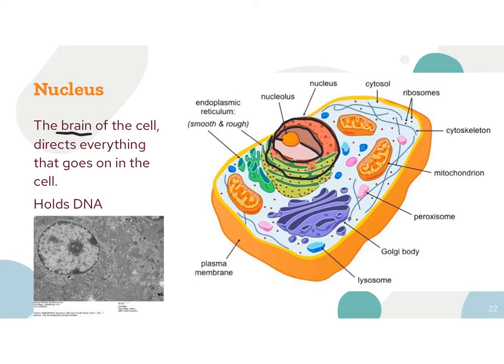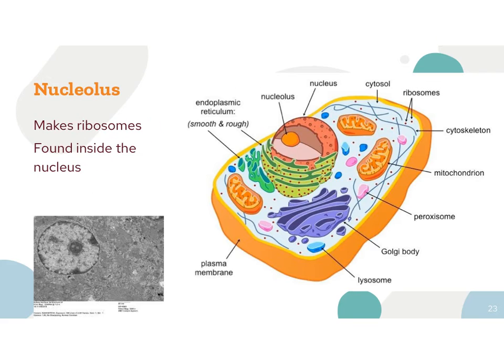If this is a factory, the nucleus would be like the boss of the factory, the person that directs everything that goes on in the factory. And also, it holds DNA. DNA is so very important. We talked a little bit about it, but DNA is the blueprint for all the proteins that our body can make, okay? So it also holds the DNA as well, okay?